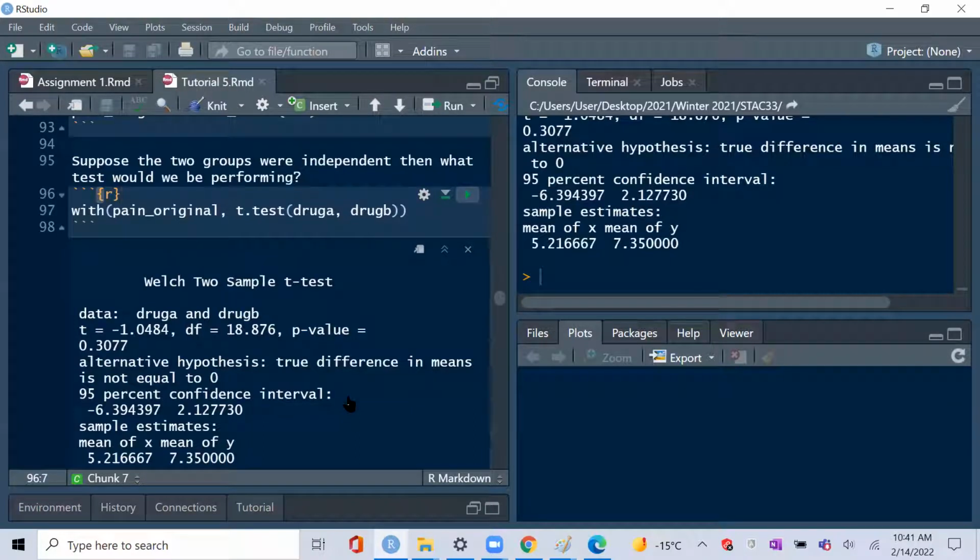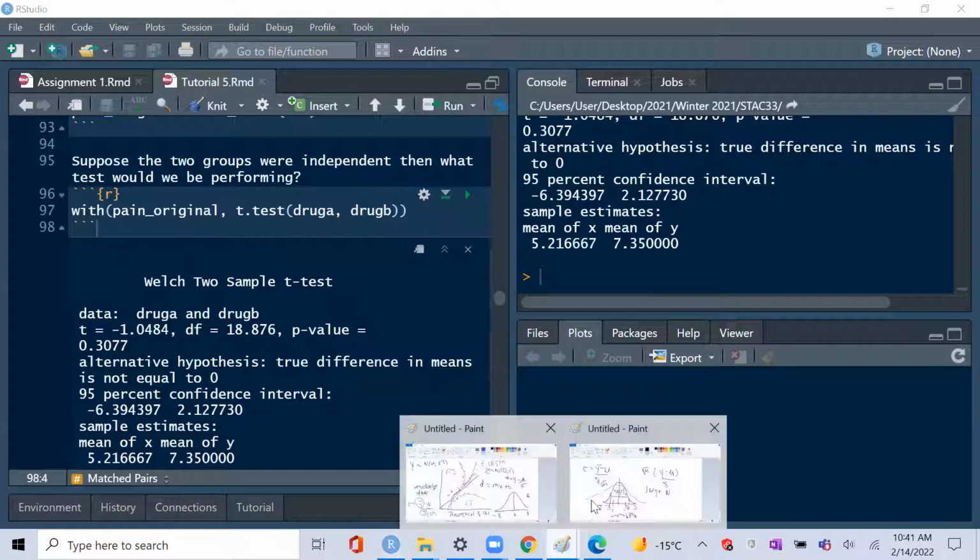Another way you can tell, guys, if your test is not significant without seeing the p-value is to look at the confidence interval. Notice that 0 is covered in that interval of -6.34 to 2.1277. Whenever 0 is covered in your interval, it suggests that you don't have plausible evidence to negate the possibility that the mean could be 0.